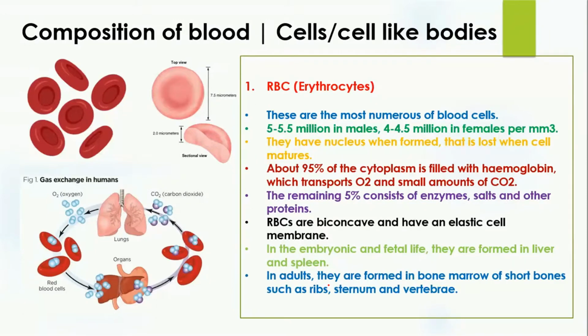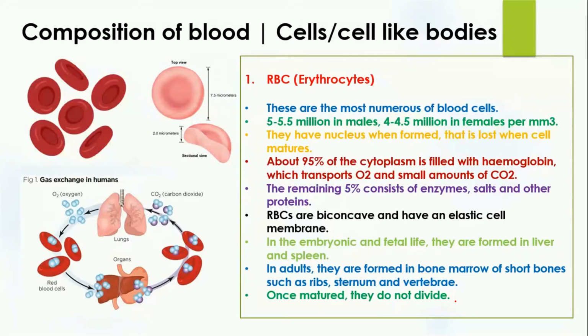But in the adults, it is formed in the red bone marrow of short bones such as ribs, sternum, and vertebrae. So at this time, the red blood cells which are formed in our body are actually forming in the bone marrows of the ribs, sternum, and vertebrae. Like I told you before, once mature, they are not going to divide. So if they are not going to divide, they do not need the nucleus, and that is why the mature red blood cells do not contain any nucleus.